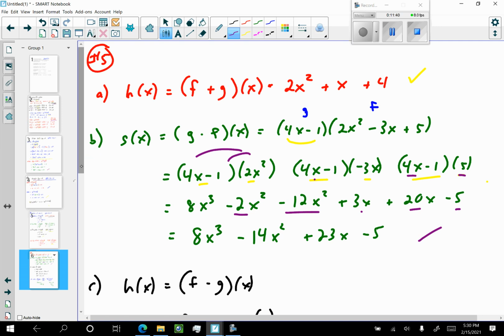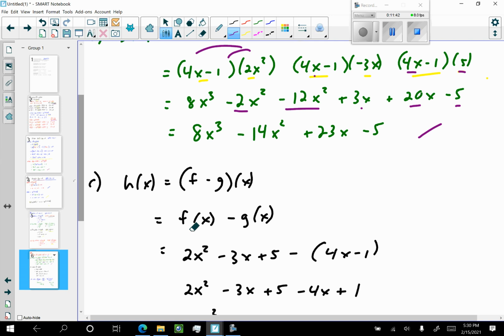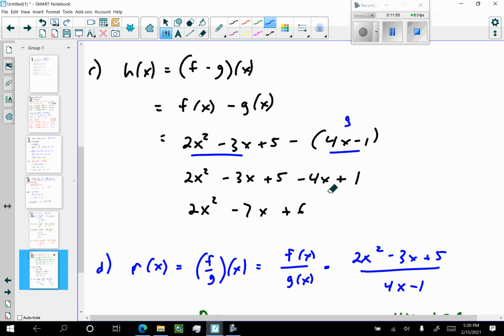h of x is going to be f minus g. I'm writing this down and I'm making sure that I'm putting a parentheses in front of g because it's minus g. This is f minus g. I use the distributive property on the negative sign. I get negative 4x. Negative makes it positive. Add, simplify this expression here. I get 2x squared minus 7x plus 6. That is f minus g of x.